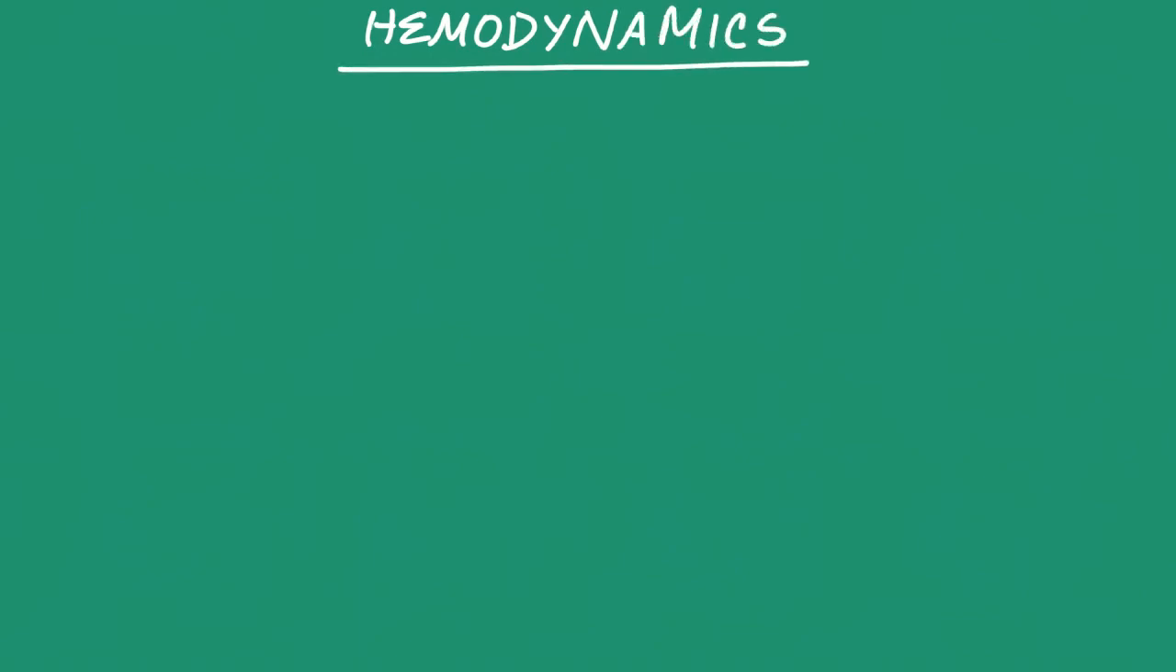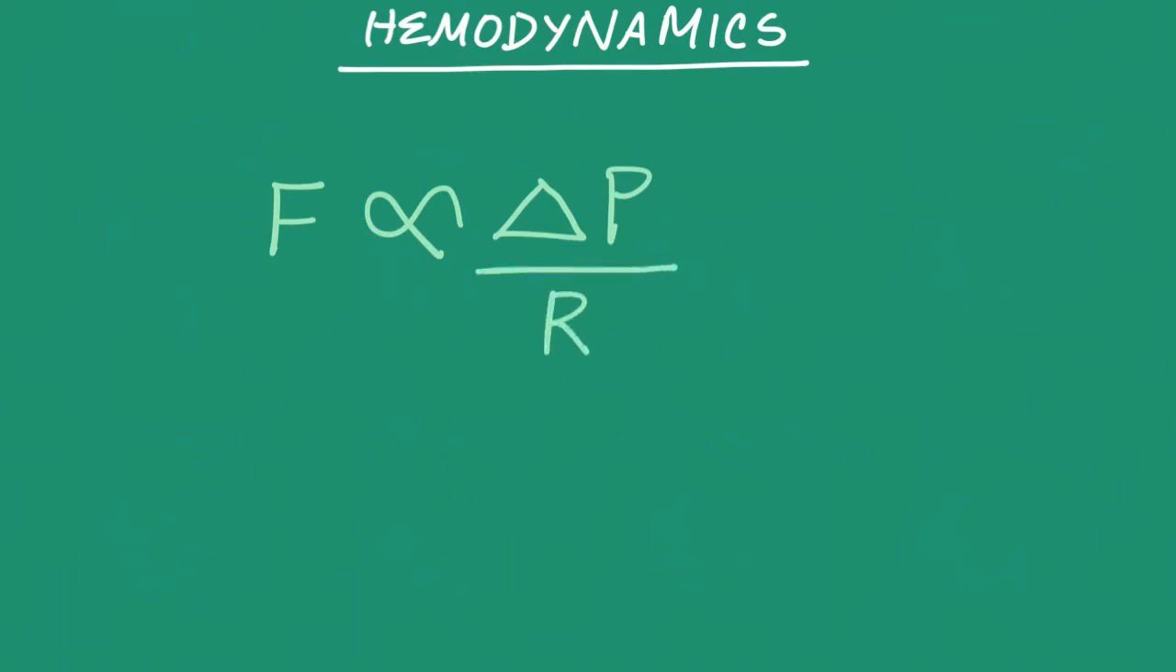We're going to take a look at hemodynamics, which is basically the study of blood flow. Flow is directly proportional to pressure gradient and inversely proportional to resistance. So here's the formula that shows that. F stands for flow, the delta P stands for pressure gradient, and R stands for resistance.